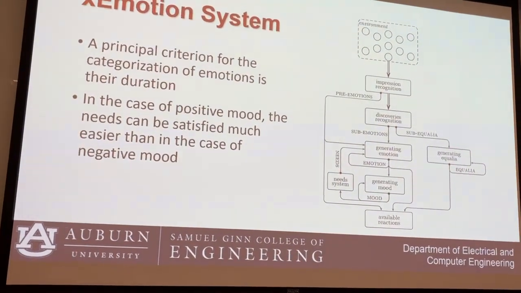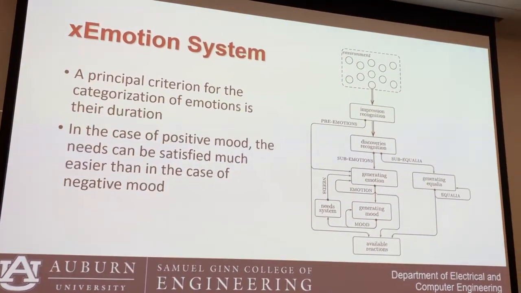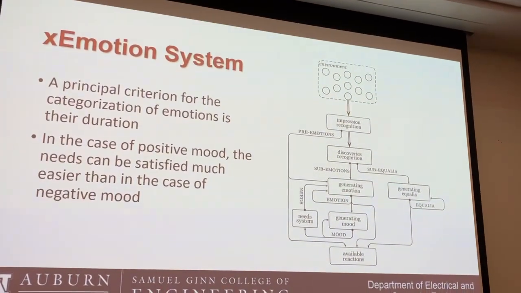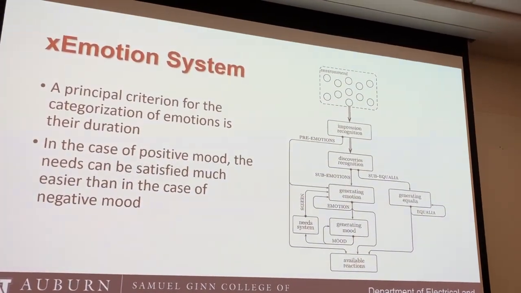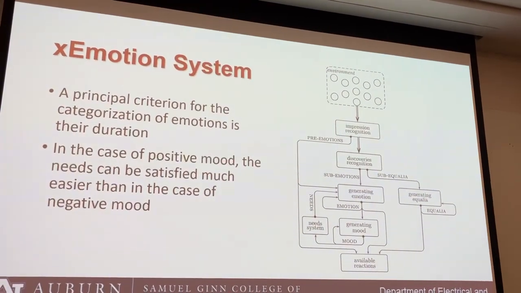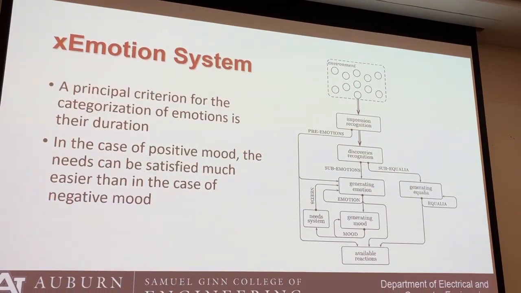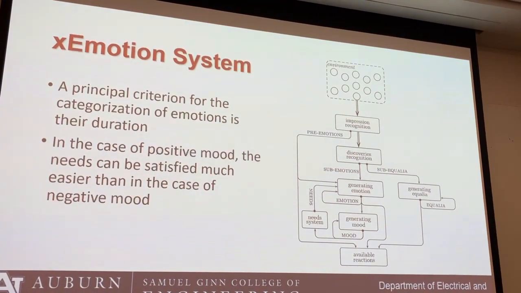So the first system that I'm going to present is the emotion system. They categorize the emotion based on its duration, and in the case of positive mood, the needs can be satisfied much more easily than in the case of negative mood. They have these pre-emotions.